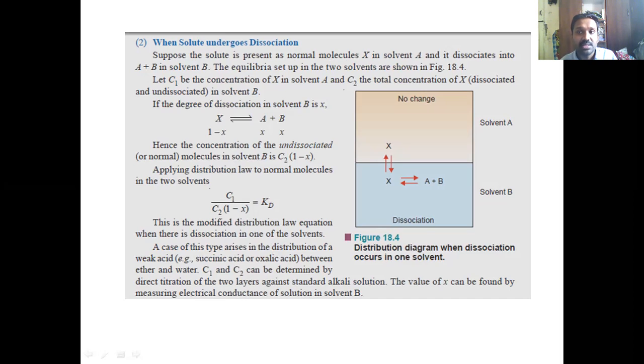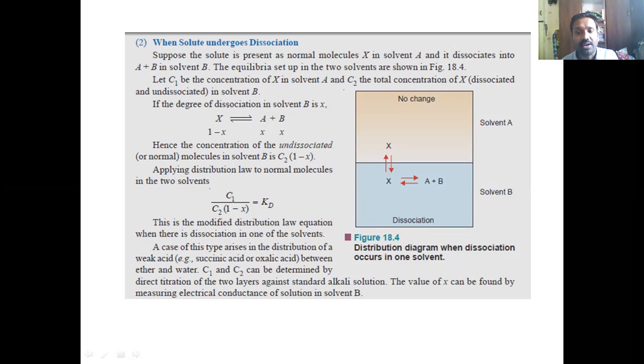And I'm repeating this. To find out a distribution coefficient, you require the solute in the same form. If it is x in solvent A, it should also be x in solvent B. So out of x, you are subtracting how much has dissociated. The remaining x is nothing but C2, the concentration of remaining x is C2 into 1 minus x. So C1 divided by C2 into 1 minus x is equal to KD. So even in this case, if you directly take the concentration of x, you don't get a constant. You should take C1 by C2 into 1 minus x.